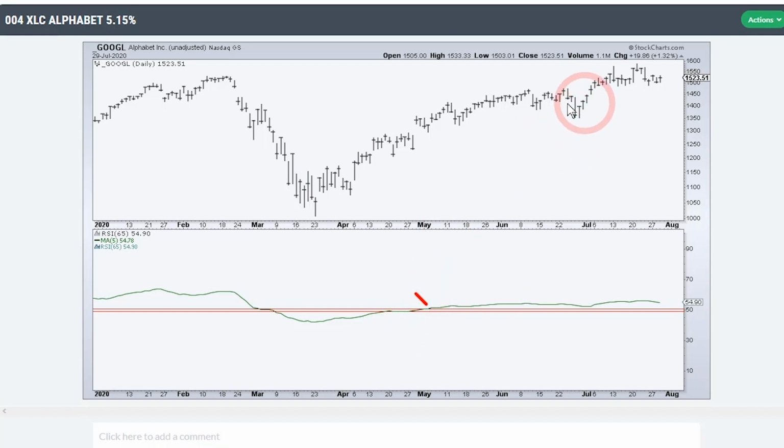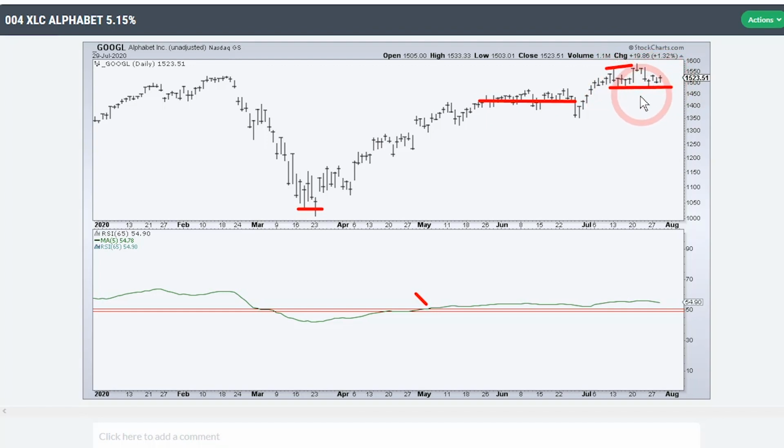And if we look at price action, you can see we've moved from basically 1,000 to 1,600, a 60% advance without much of a pullback. We did have a consolidation period here and then a breakout to new highs. And now we're kind of stalling at these new highs.